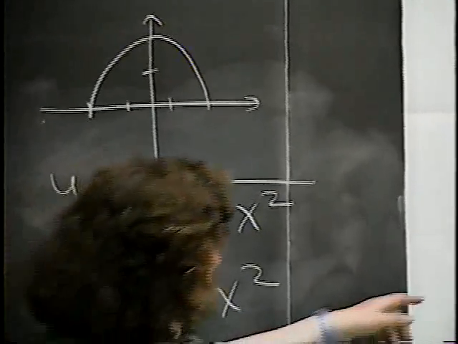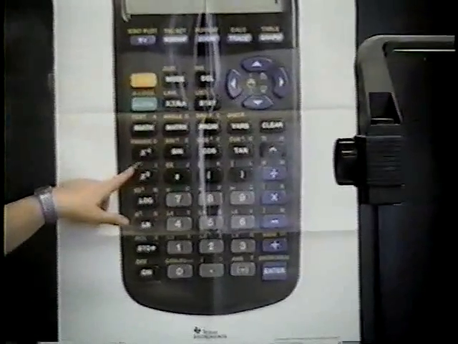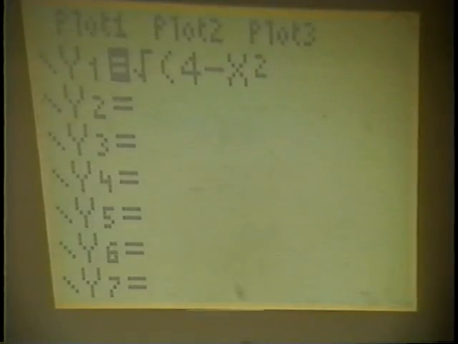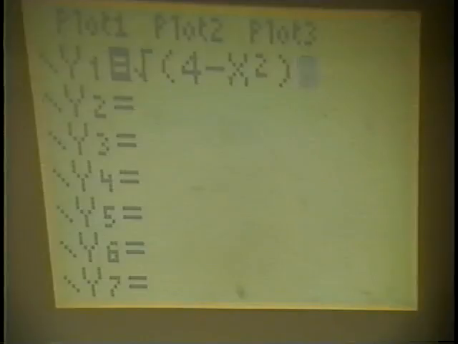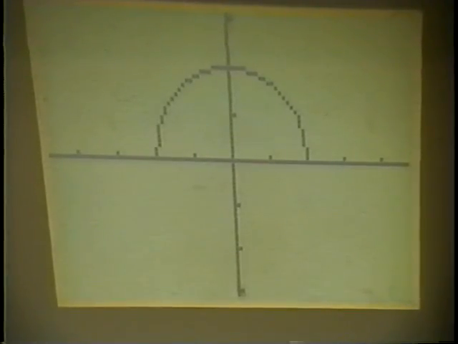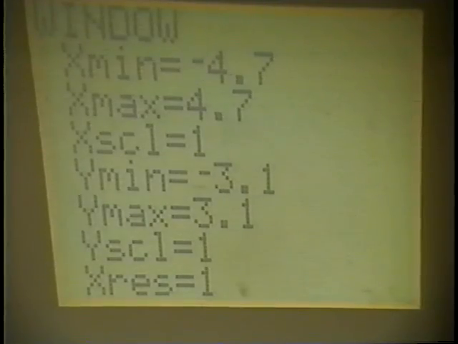When I'm going to punch it in, I'm going to hit second and the x squared button to get the square root. And then I'm going to ask for the square root of 4 minus x squared. So let's go to y equals. I hit second, the square root, and then in the parentheses, left parenthesis already there, 4 minus the x, and then the squared key, close parentheses. Now I'd like to graph that, and automatically I get the top half of that circle. Of course, the window that I'm using is the ZDecimal window right now.